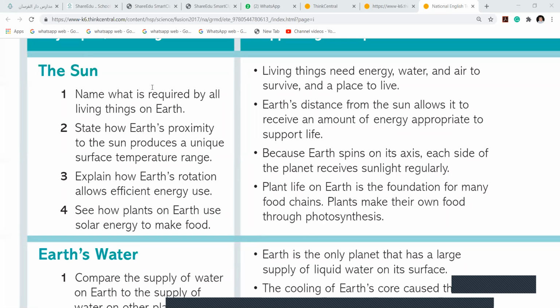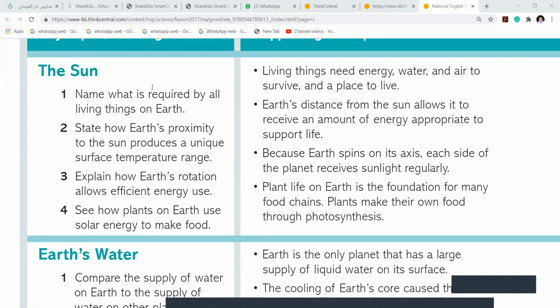Proximity to the sun produces a unique surface temperature range. Earth's distance from the sun allows it to receive an amount of energy appropriate to support life. You know that the Earth is at a distance from the sun. It's not direct, right? So it receives the amount of energy that is really appropriate to support life. It doesn't take too much extra sunlight.